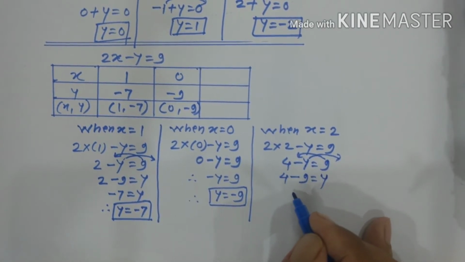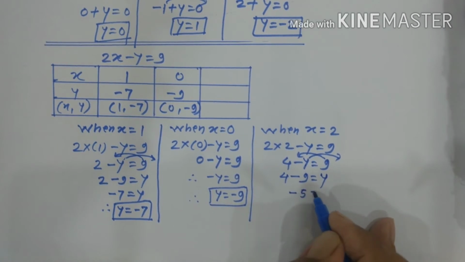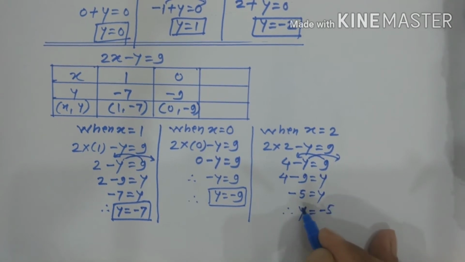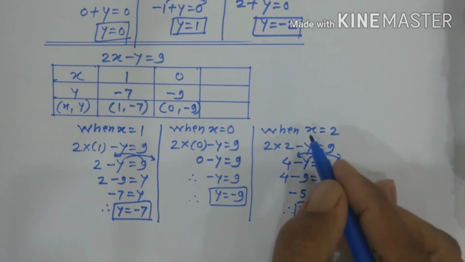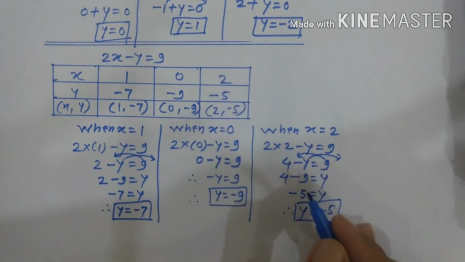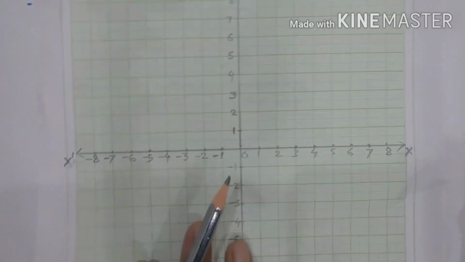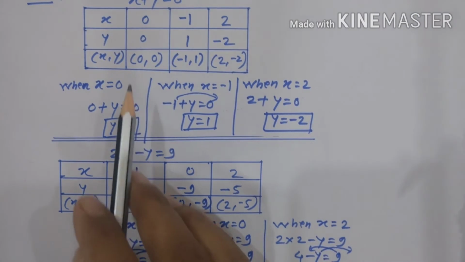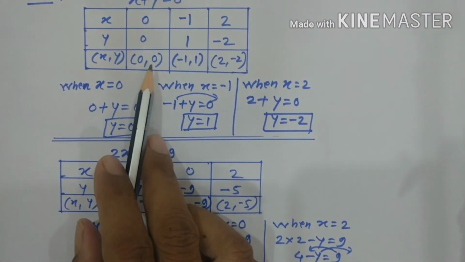4 minus 9 gives us minus 5 equal to y. Therefore y is equal to minus 5. Value of y is minus 5. Write the values of x and y in the third column. First we plot the points for the first equation.